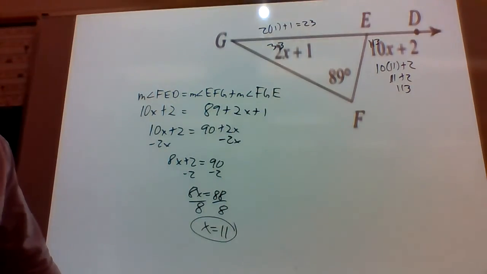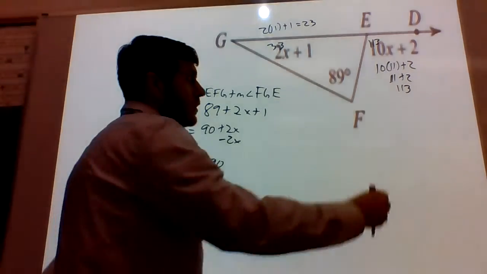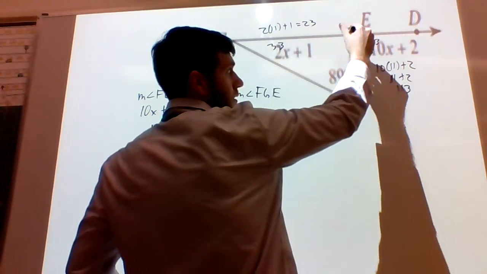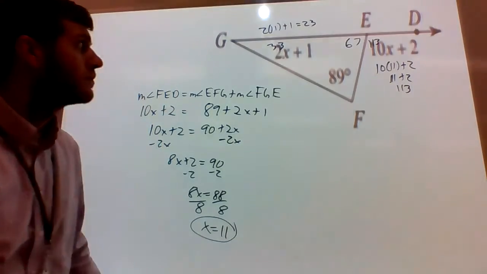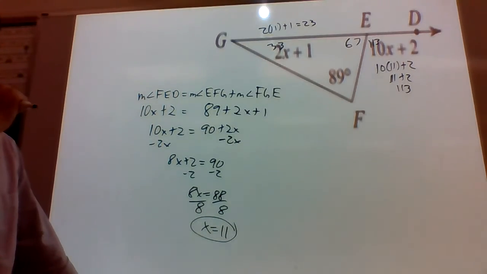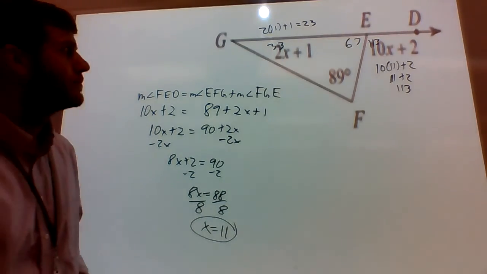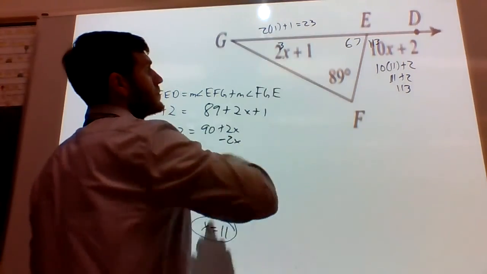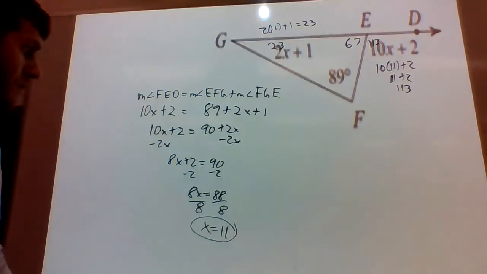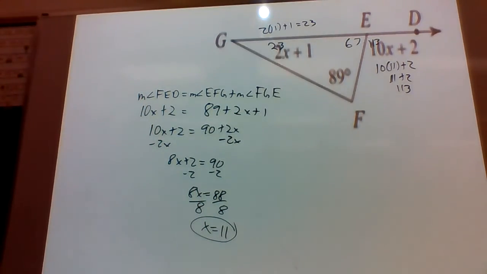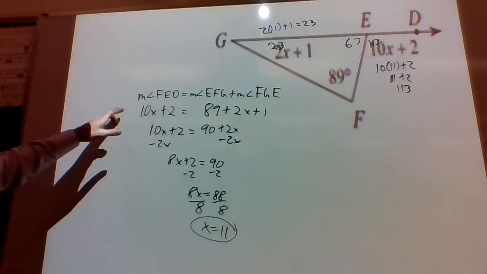If we want to check our answer, let's find what that missing angle is. So if we do linear pair, 180 minus 113 is going to give us 67. It does look like we did something wrong, which is why you should check your answer, because this is going to give us 179. Okay, so we have to go back and see where our mistake was.